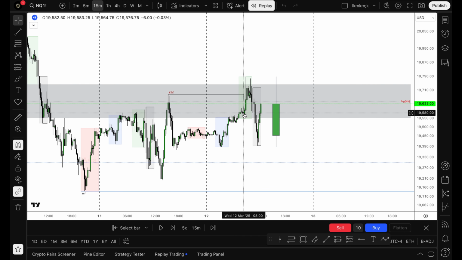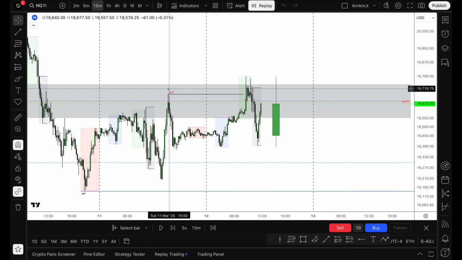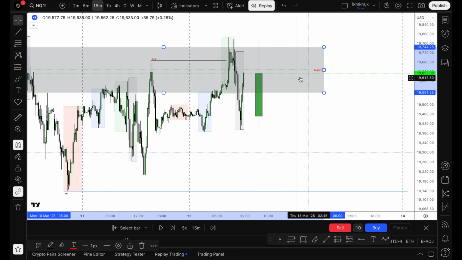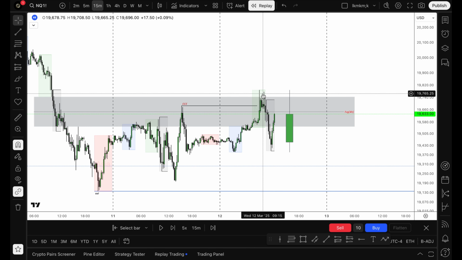Price moves higher during the New York session, takes out the previous day's high, continues to respect this 4-hour fair value gap, as you can see, and then displaces lower for that New York reversal. So we've got the New York reversal, then it moves lower and retraces back into the range where you could take a sell position.